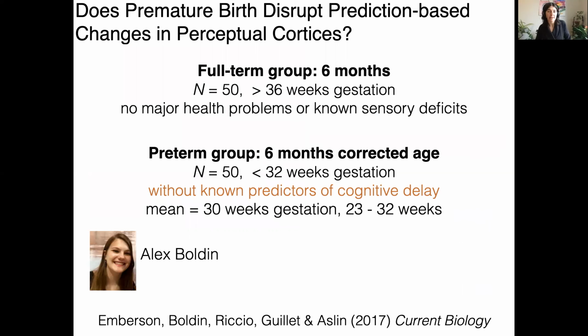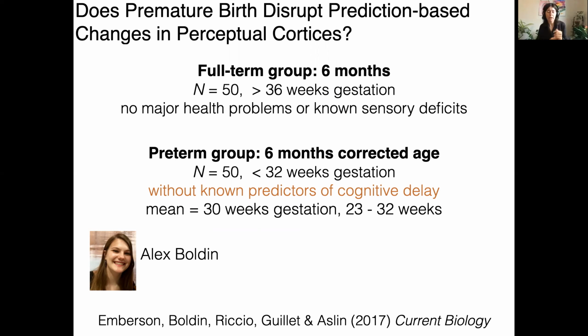And these are our samples. We have our full term group, which are 6-month-old infants, and we have 50 of those. And we're going to contrast them with a preterm group. There's also 50. Those were tested at 6 months corrected age. And crucially, they have no known predictors of cognitive delay. So beyond being premature, they had very benign medical courses. So no IVH, no interventricular hemorrhage, no PVL. By and large, they were really the most healthy preterm babies we could get.